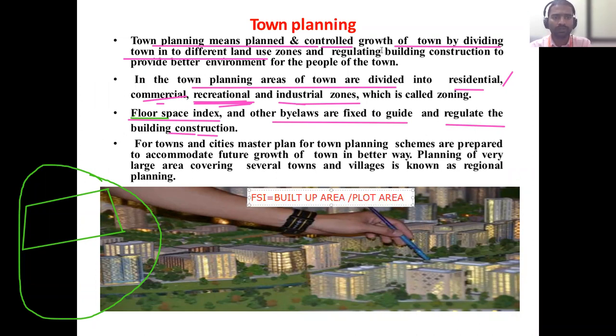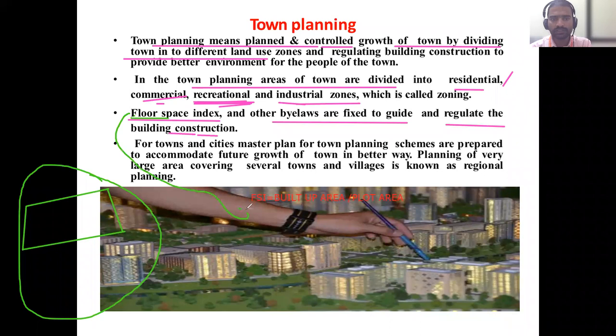Whatever you are studying about this built up area, this floor area ratio is the FSI, Floor Space Index. When you are doing town planning work, you should know the bylaws clearly. You should know the floor space index. Floor space index is total built up area divided by plot area. What is this, plot area or built up area? Plot area. This is built up area.